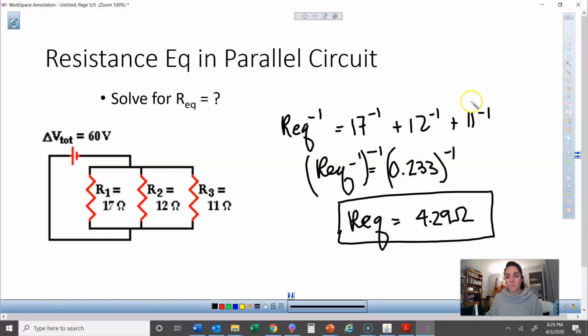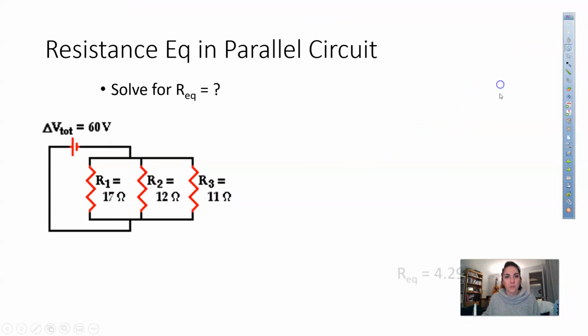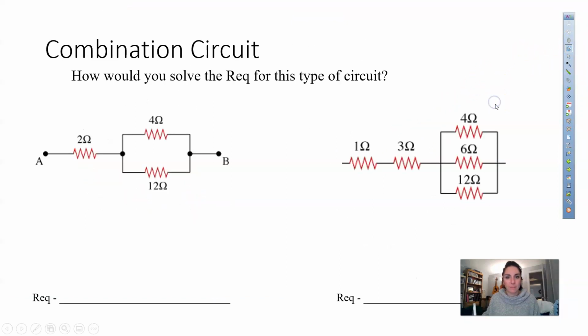And there you have it. This is a tricky calculation. I recommend you definitely try these out and see if you can get these answers. And if you can't, please reach out to me so I can help you through them, because I know people have trouble with the inverse fractions.